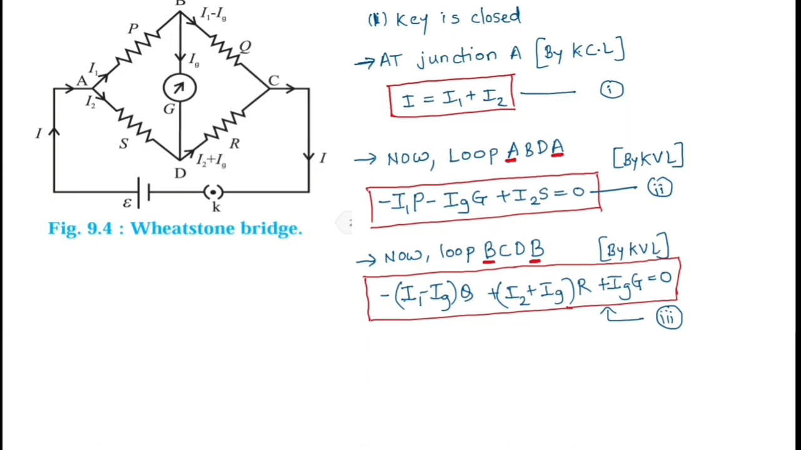So now we are considering the BCDB loop. So B, C, D, we loop. From B to C, the direction of current is the same as the direction of tracing, therefore minus I1 minus Ig into Q. From C to D, the direction of tracing is opposite to the direction of current flow, that is I2 plus Ig into R. From D to B, it is again opposite, therefore the sign will be again positive. Please don't make mistakes in sign. If you make mistakes in sign, you will get no answer.